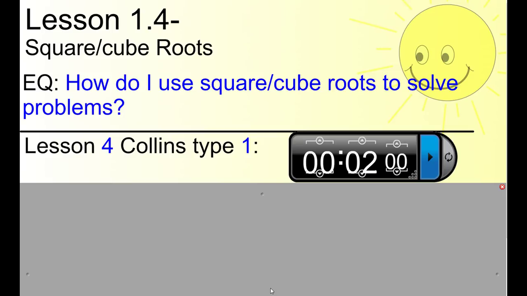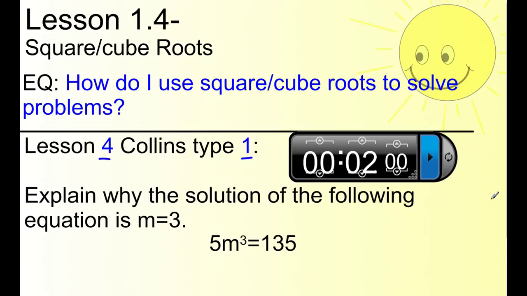So on our warm-up page, this is Lesson 4, Collins Type 1, and you have 2 minutes. The question is, try to explain why the solution of the following equation is m equals 3. So I gave you this equation: 5m cubed equals 135. Use your background knowledge of solving equations from last year, and of exponents we've learned so far this year. Try to explain why the answer is m equals 3.